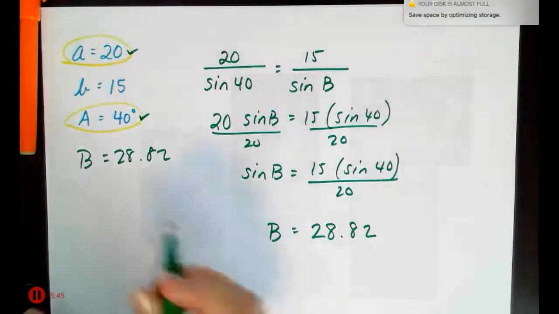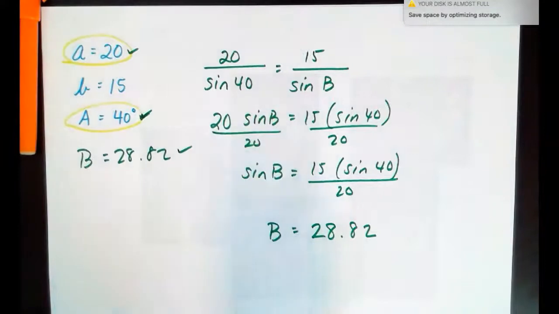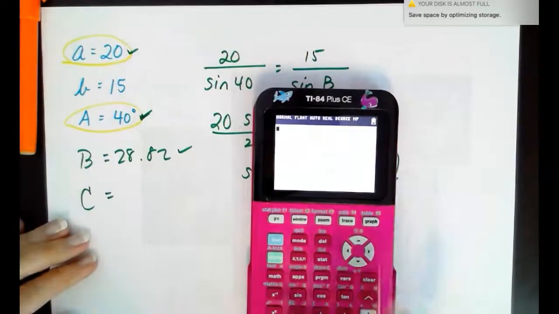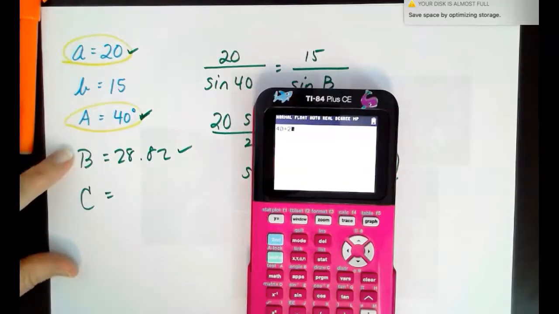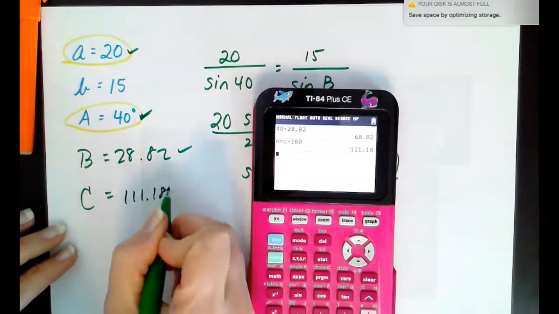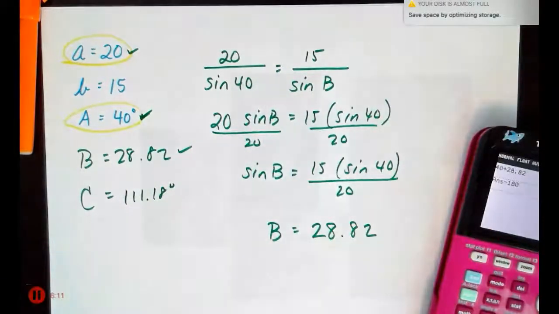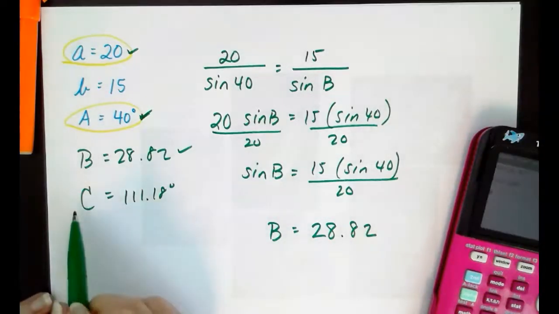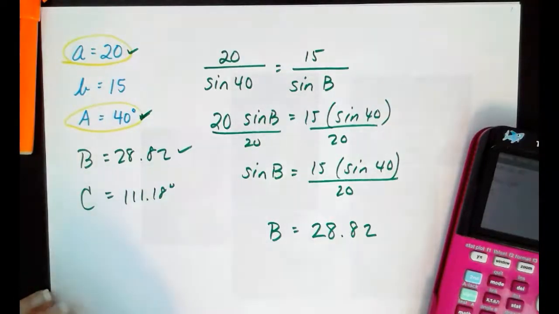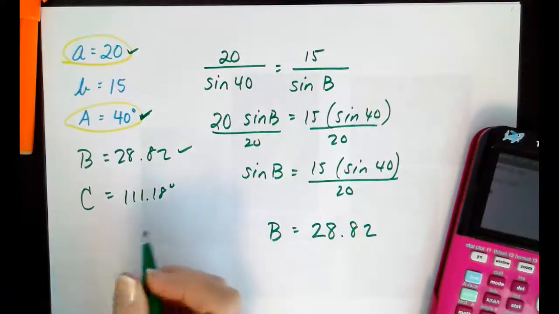And from here, now that we know angle A and angle B, we can very quickly find angle C by using triangle interior angle sum theorem. So that, of course, is 40 plus 28.82. Subtract that from 180, and we get C is 111.18. So angle C is going to be a big, obtuse angle. So we're going to finish this problem off. Now that we know that angle C is 111 and 18 hundredths degrees, we are going to find side C.